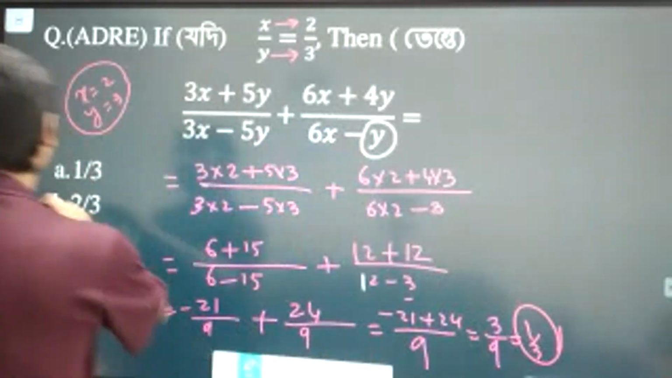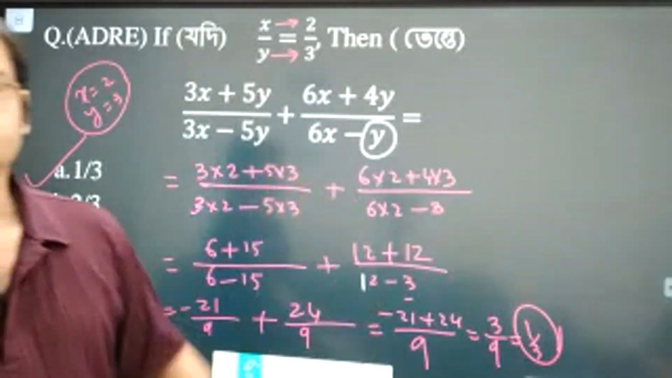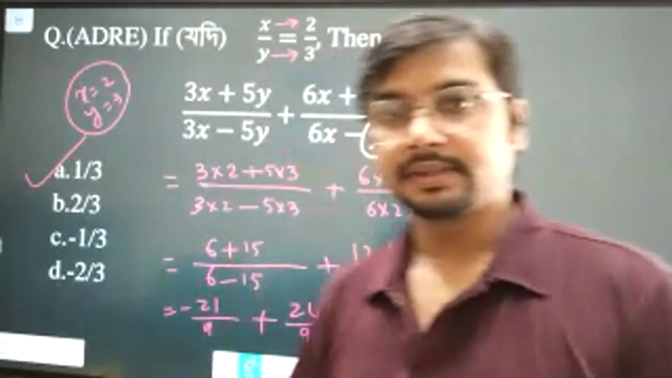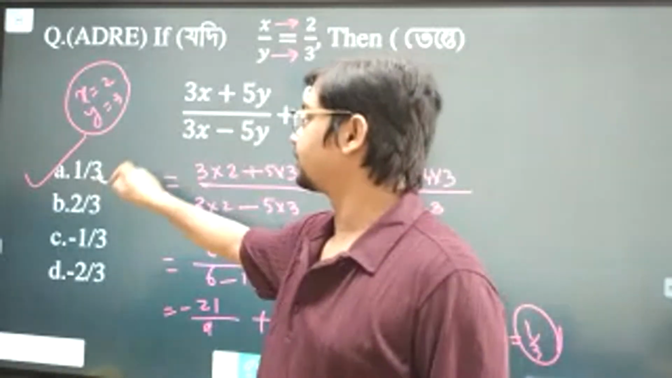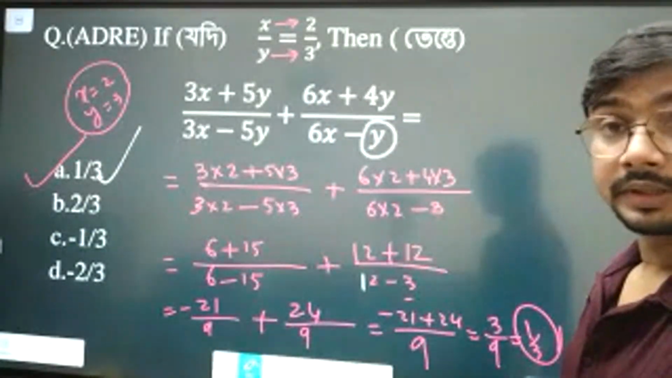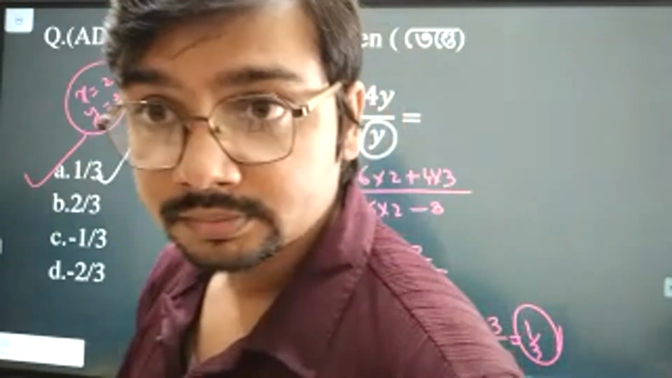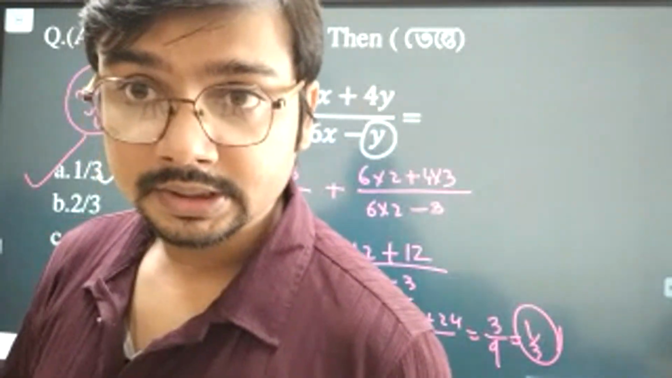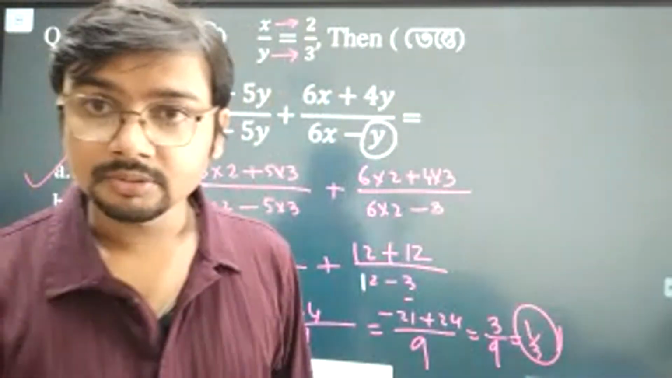Yes, so the first option will be correct. Okay. So the expression is correct, I think, right? So this first option will be correct. A option will be the correct option. Okay. So 5, how did we get 5?